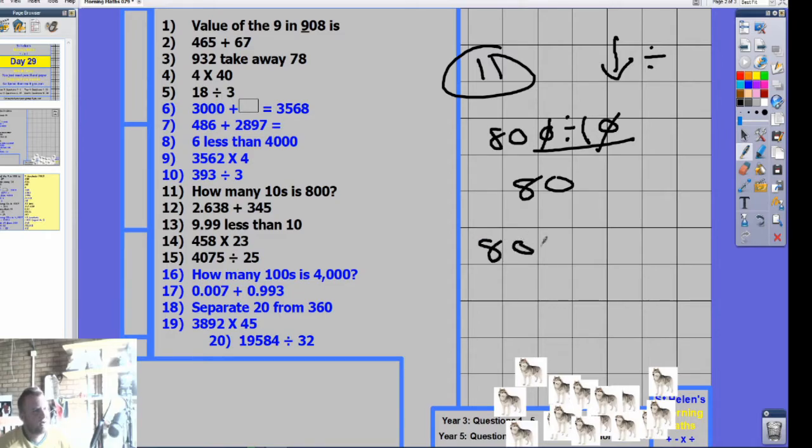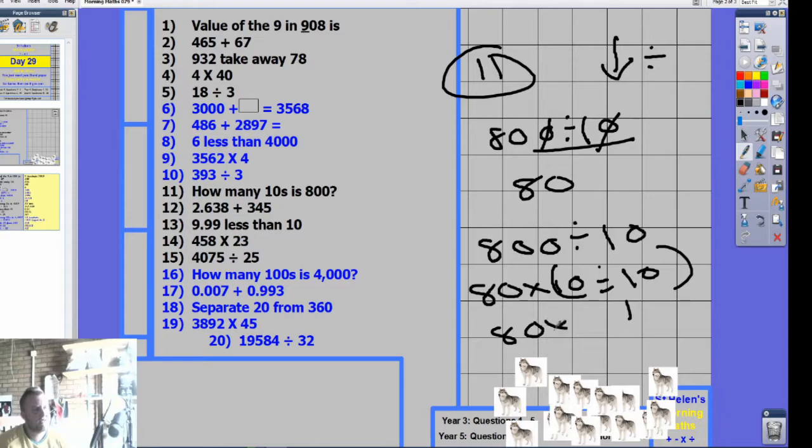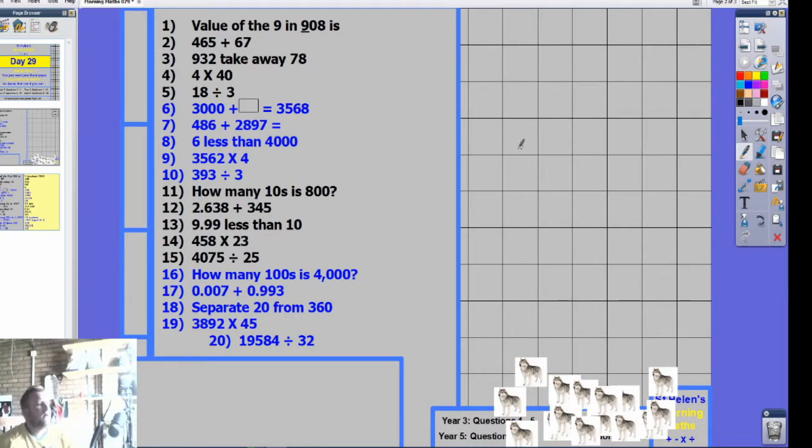Okay. Why have I done that? I've spoken about this in class. The reason why you can cancel out zeros on the end of each number is because I can do this. Watch. 80 times 10 divided by 10. 10 divided by 10 is 1. So what's 1? So that's why I do that.